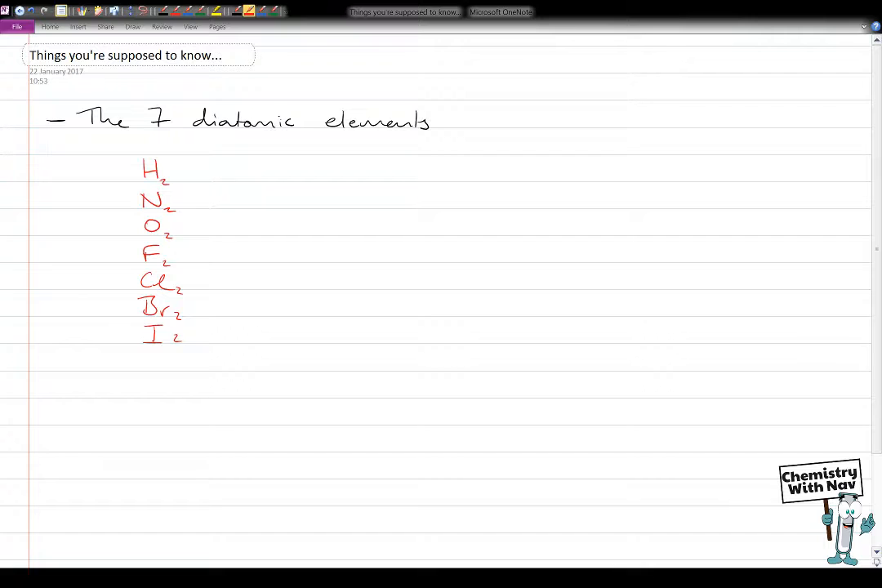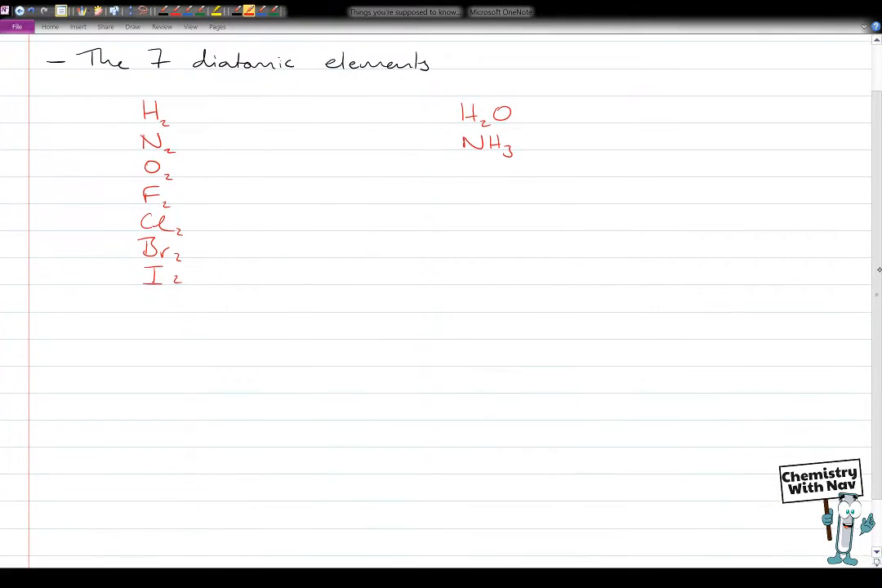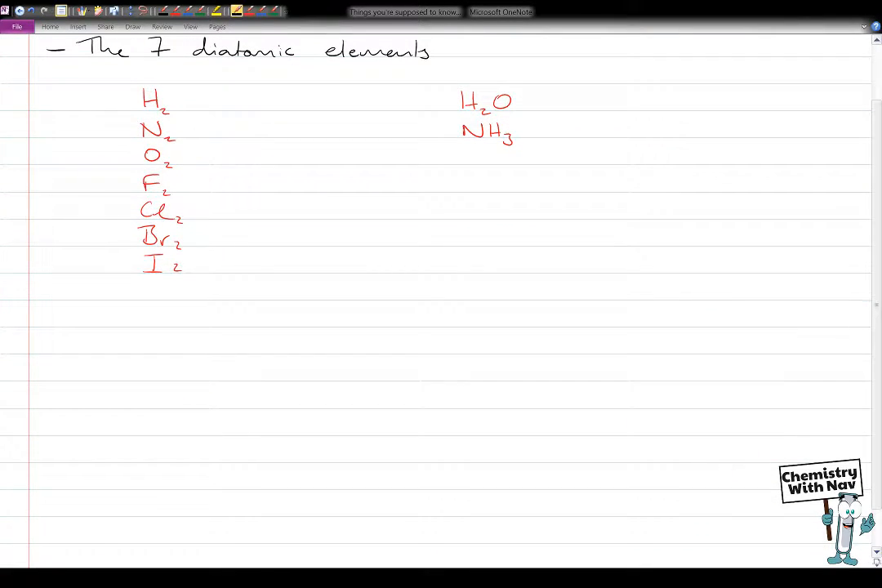But this is when the substance that you're talking about is a pure element. If it is now being used in some sort of compound, then it doesn't have to go around in pairs, as we would know from things such as water and ammonia. The definition, don't forget, of an element is a substance that's made up only of one type of atom. Okay, so we've got 7 diatomic elements there.